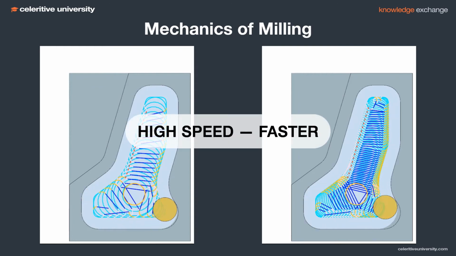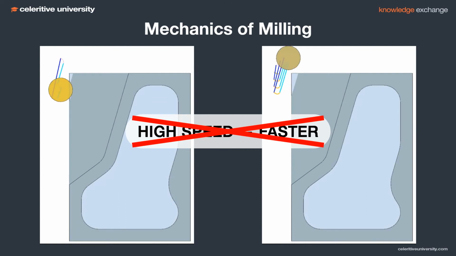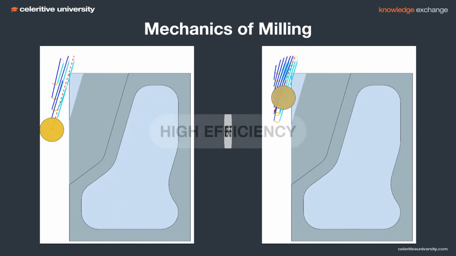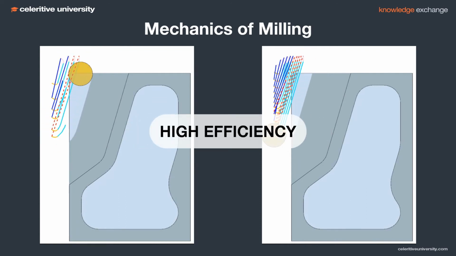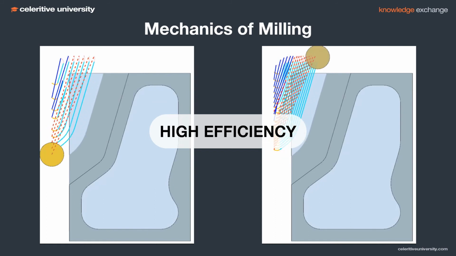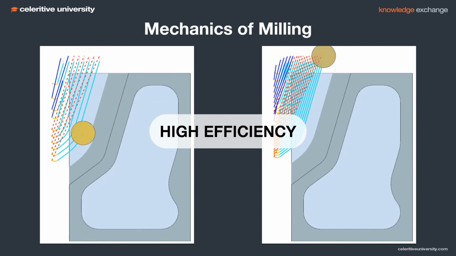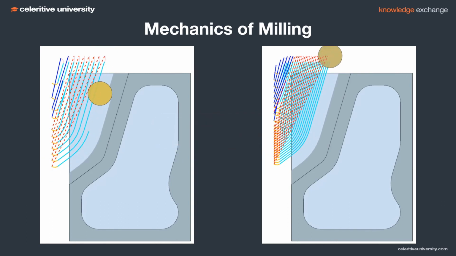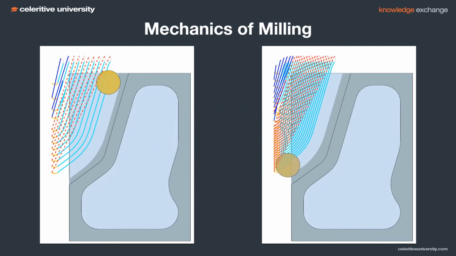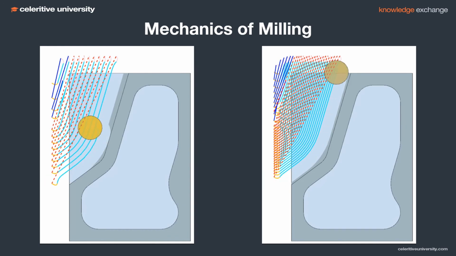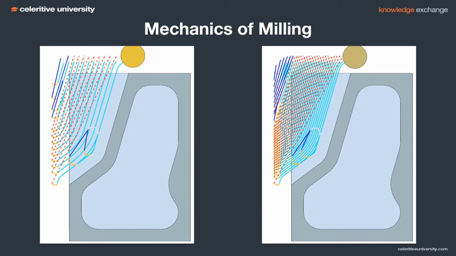Faster speeds and feeds is not the real goal in rough milling. High efficiency milling is what we're really after. And this is achieved by combining both high speed and volumetric milling to maximize material removal rate. We'll go over more details about high speed milling, volumetric milling, and milling mechanics in the video presentations that follow this one.